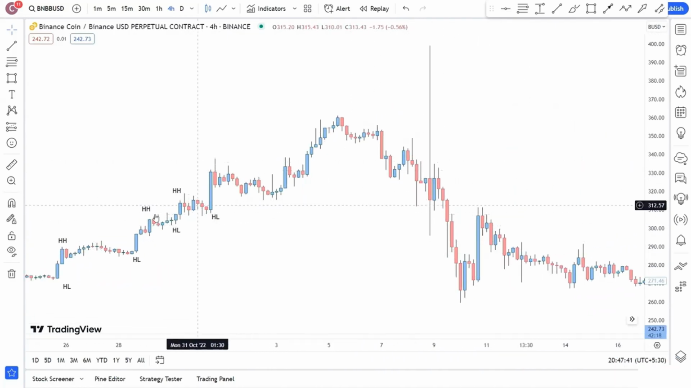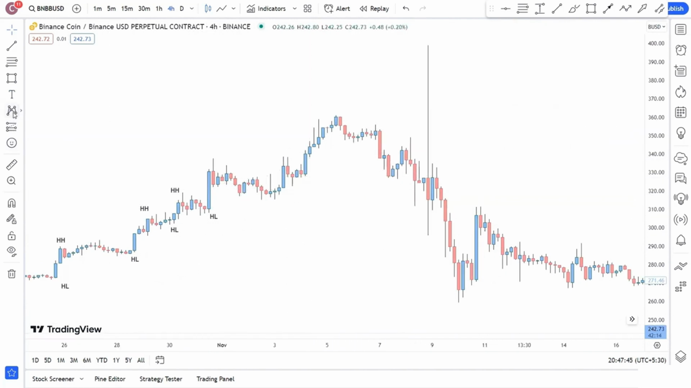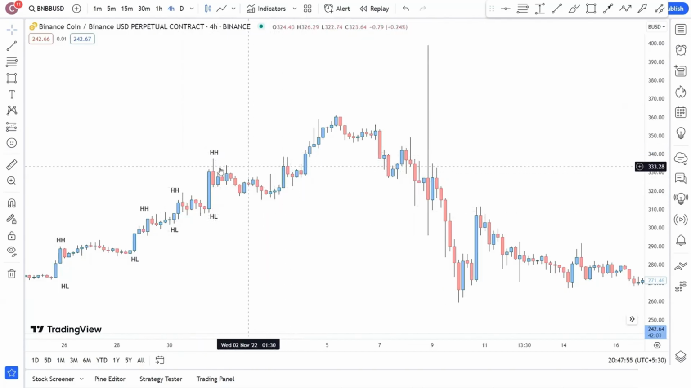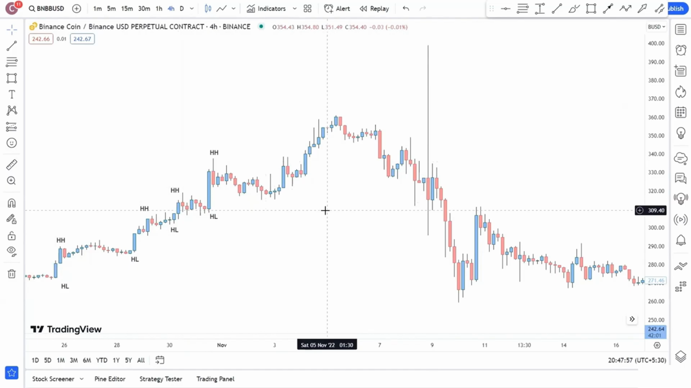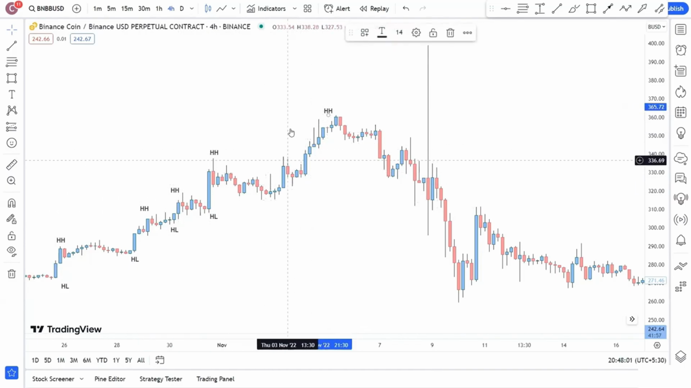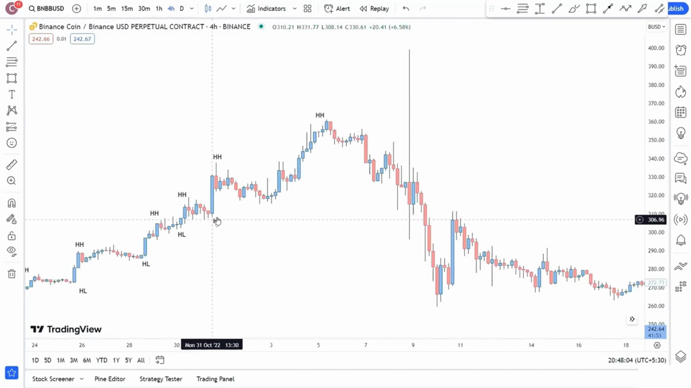So we were creating higher highs, higher lows, higher highs, and higher lows. Here is another higher high. We created an equal high actually here. So there is another higher high, which is higher than the previous high. Now, this is a higher low.